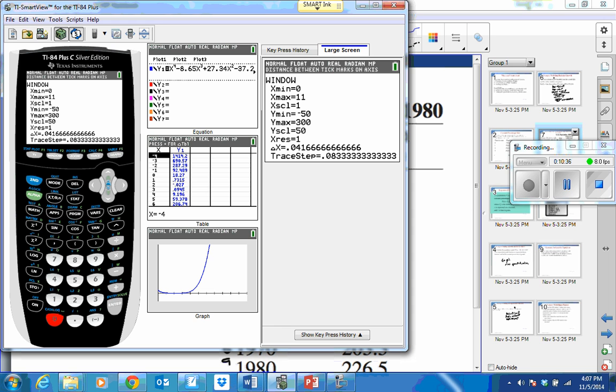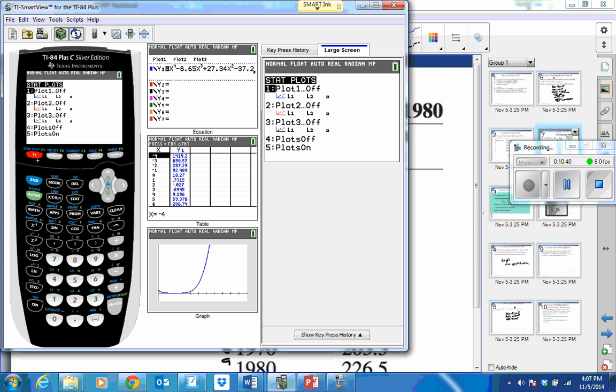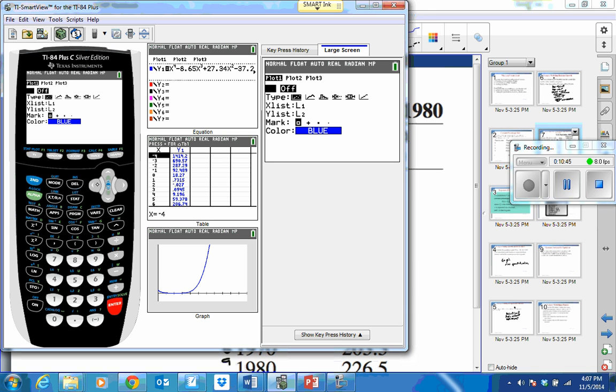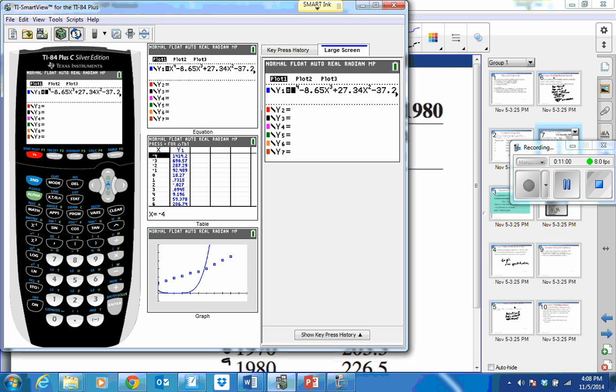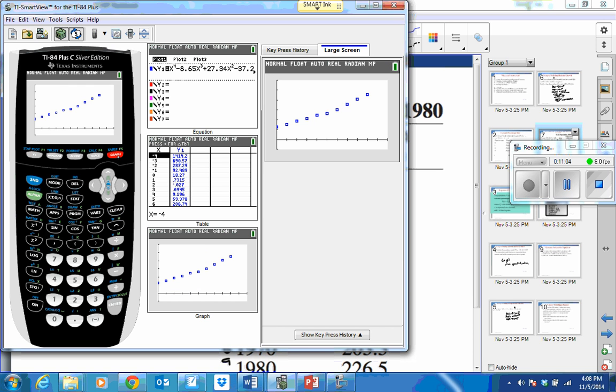And let's go ahead and look at the scatter plot. So let's make sure that that's turned on. Let's do second stat plot, and let's turn it on. Let's look at our graph. Oh, apparently I have some equations in there that I need to get rid of. Alright, so there is our stat plot.